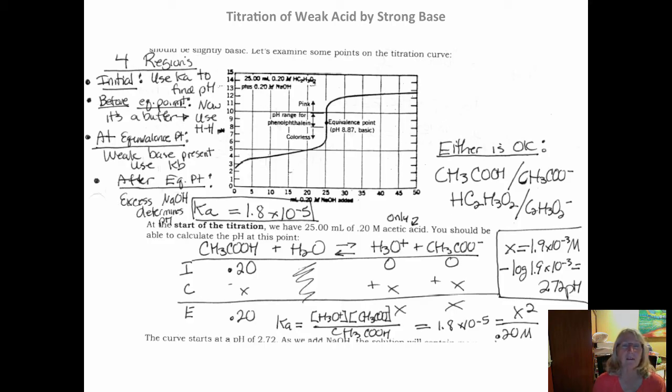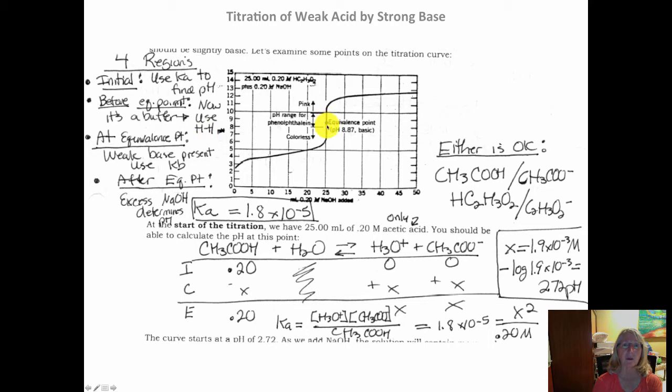Another kind of graph you might be expected to identify is the titration of a weak acid by a strong base. Notice that our initial pH, still determined by the Ka now, is higher than 1, so we're starting about 2 or so. When you go from the initial up to but not including the equivalence point, it's acting like a buffer, so we'll be using our buddy Henderson-Hasselbalch.